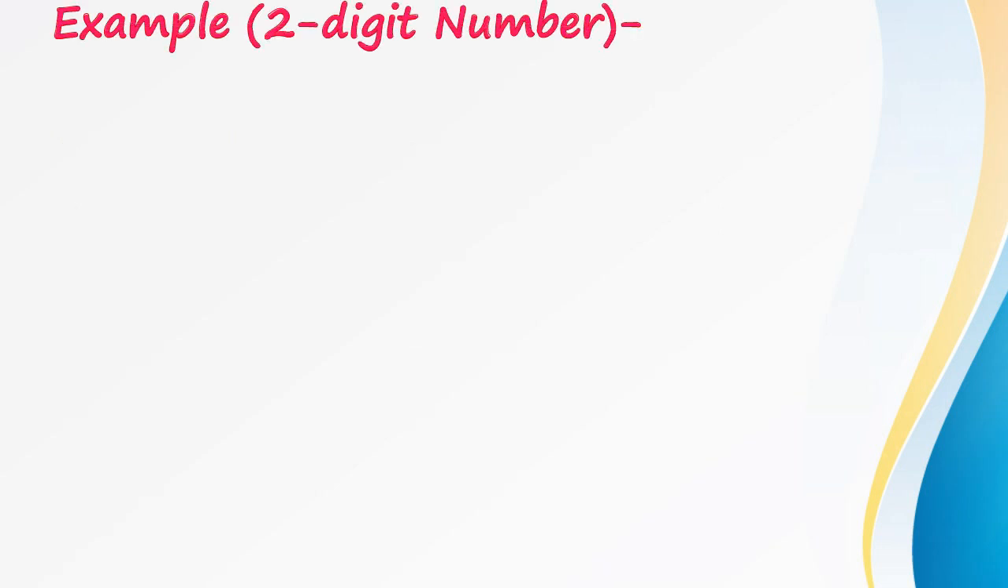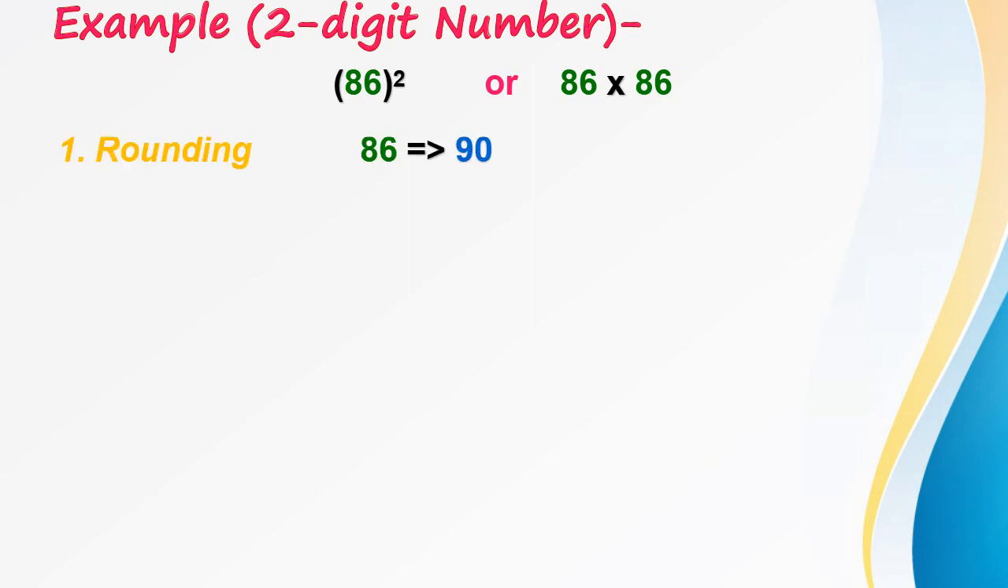Shall we do another example to get familiar with the steps? So, here we go. Let's now square 86. Once again, step 1. We will round 86. 86 is rounded to 90.